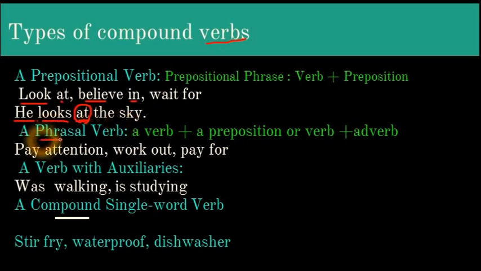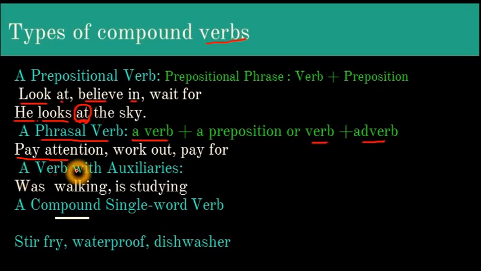Phrasal verb. Now what is a phrasal verb? A verb plus a preposition or verb plus adverb. Pay attention, work out, pay for. These are just some examples of phrasal verbs. A phrasal verb is a combination of words, a verb plus preposition or a verb plus adverb.